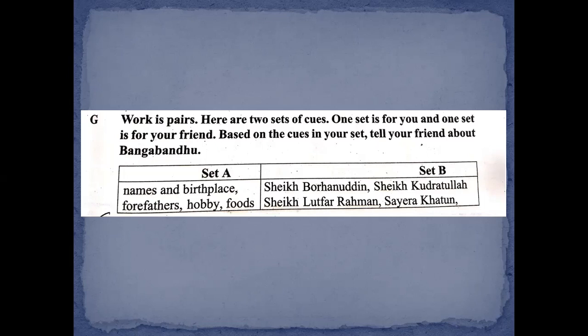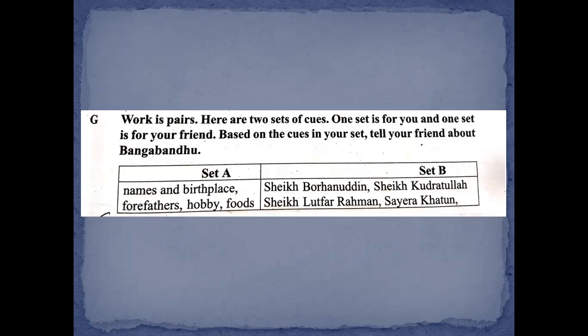Okay, foods. What about foods? He was not very much a food lover. He preferred simple foods like plain rice, fish curry, and vegetables, but he had a great fascination for rice with milk and banana at the end of the meal.